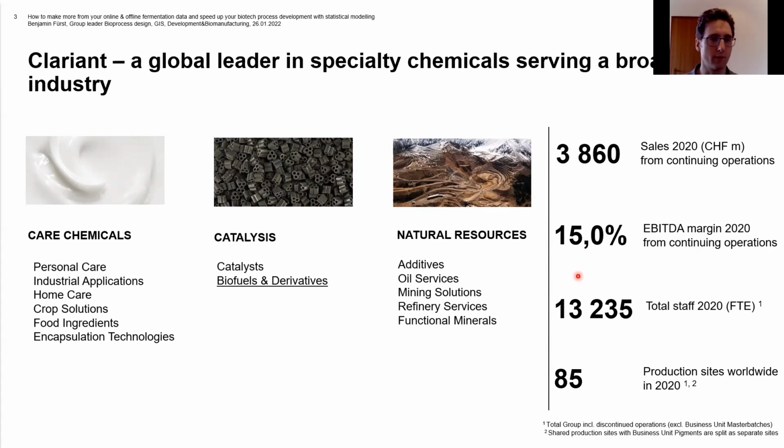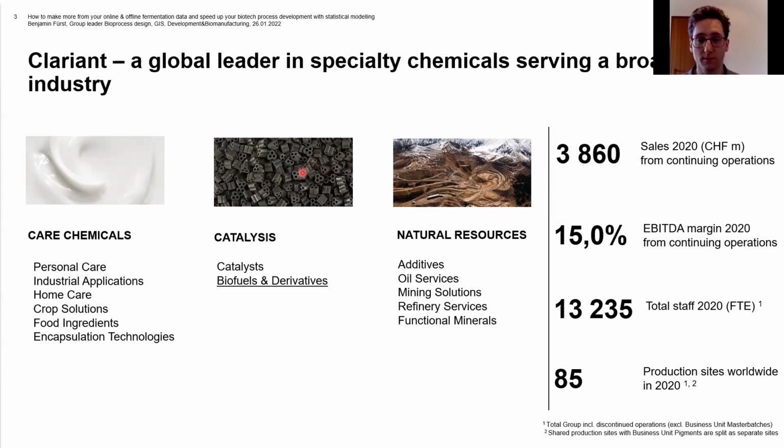Clariant consists of 3 business units: Care Chemicals, Catalysis, and Natural Resources. Care Chemicals produce, for example, ingredients for shower gels and shampoos, which you use in daily life. Natural Resources produce, for instance, bentonites. 40% of all vegetable oils are clarified with bentonites from Clariant.